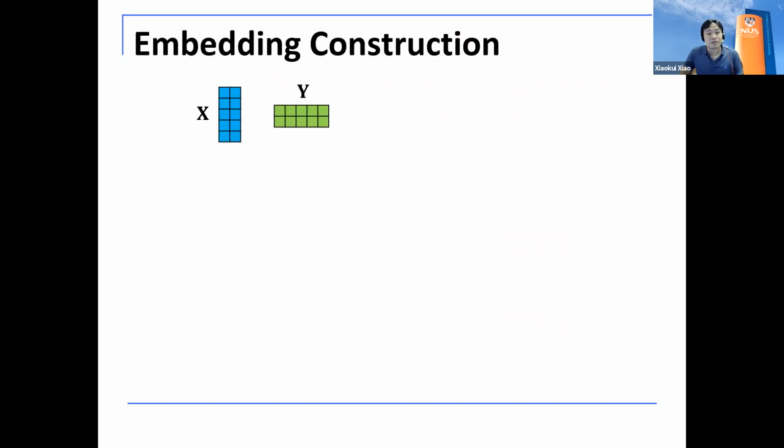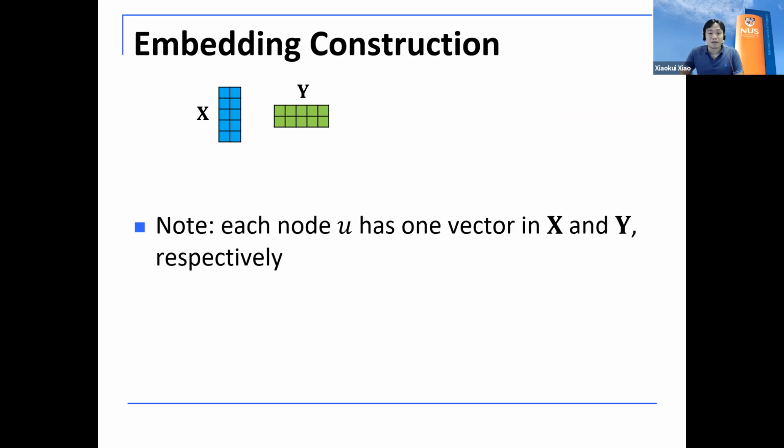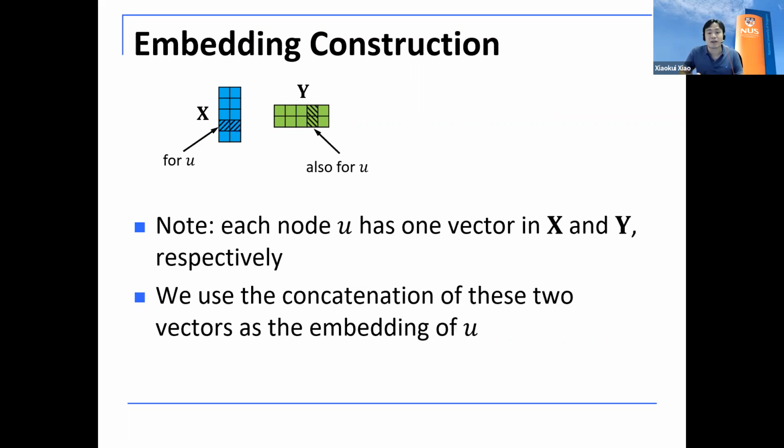One thing that I should mention here is that since we are using this kind of factorization approach to construct our embedding, the two embedding matrices that we have are usually not the same. As a consequence, each node will have one embedding vector in the first matrix X and another embedding vector in another matrix Y. So what we're going to do is to take these two embedding vectors, concatenate them together, and use it as the embedding vector for the node.